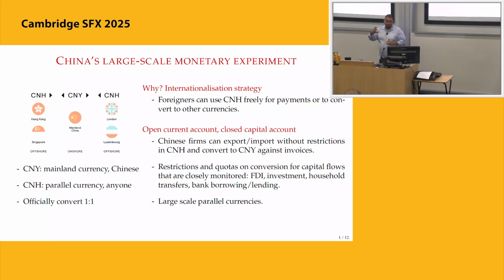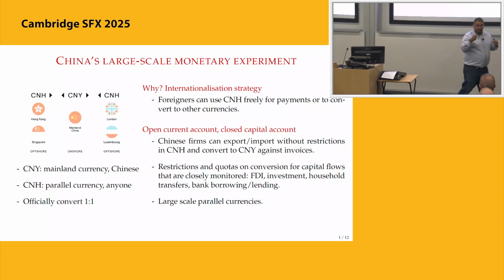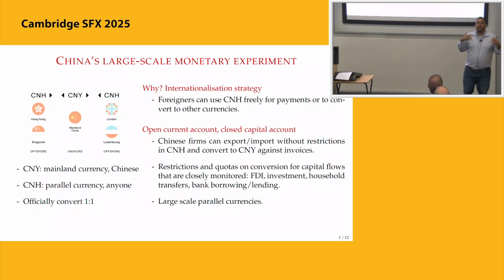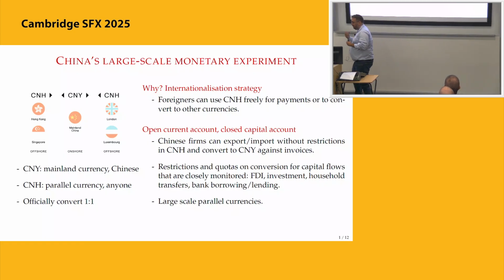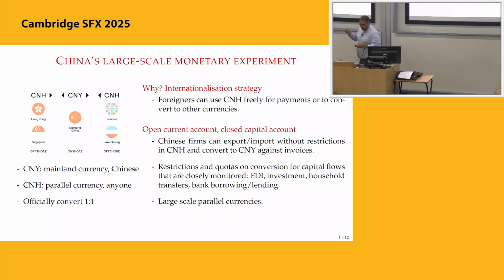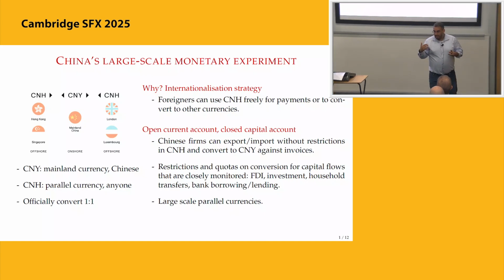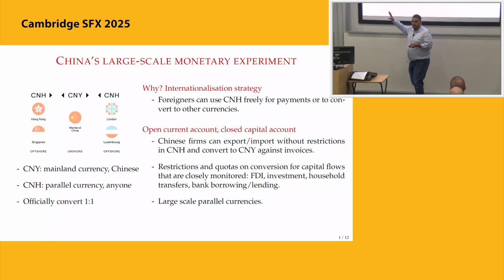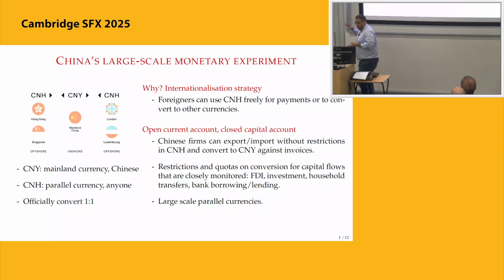These two currencies officially convert one for one, but because there are barriers to convertibility, there can be two different market prices for the currency, two different exchange rates. So why do this? Fundamentally, it's part of an internationalization strategy. The Chinese government wants foreigners to use the yuan for transactions, to make payments, pay for trade. For that to happen, they need to have liquid balances denominated in yuan, and that's where CNH comes in.